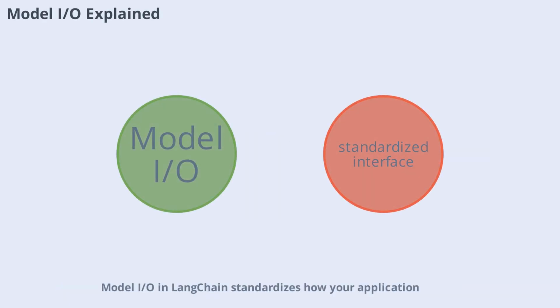Model I/O in LangChain standardizes how your application communicates with different language models and embedding providers. Instead of writing custom code for each provider, you use a common interface. This abstraction means you can switch between providers like OpenAI, Anthropic, or local models with minimal changes. It's a huge time saver and ensures your application remains flexible as new models emerge.